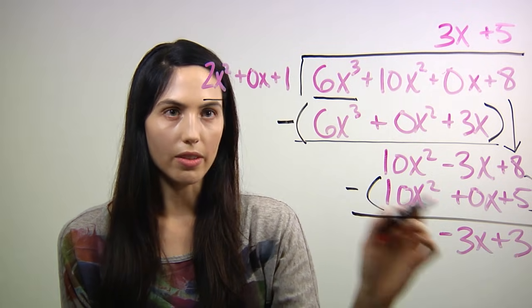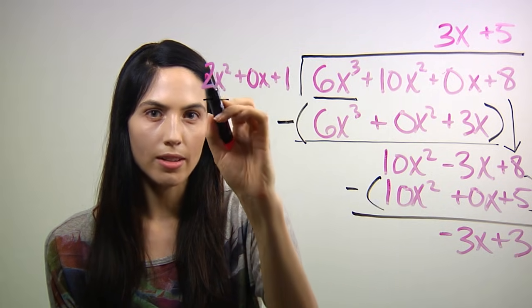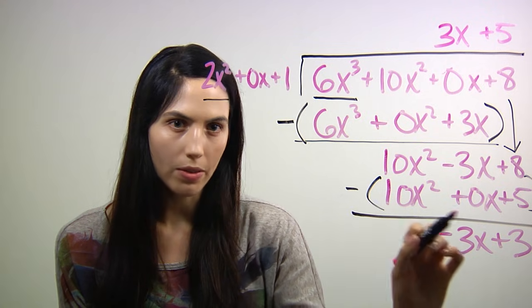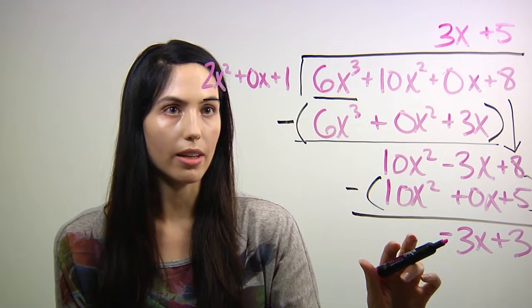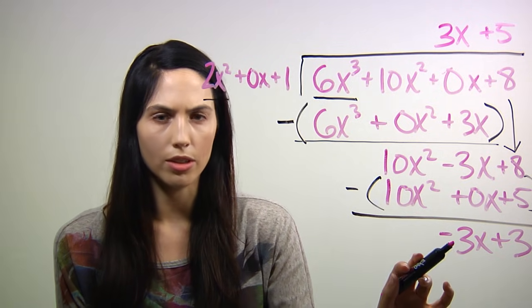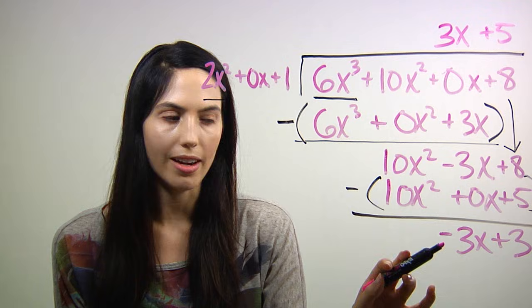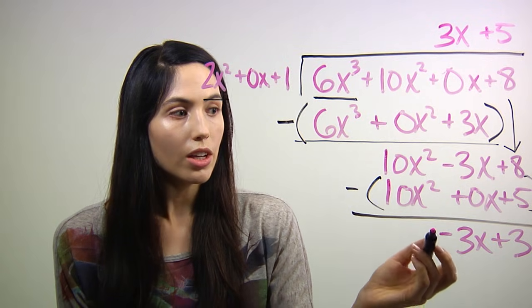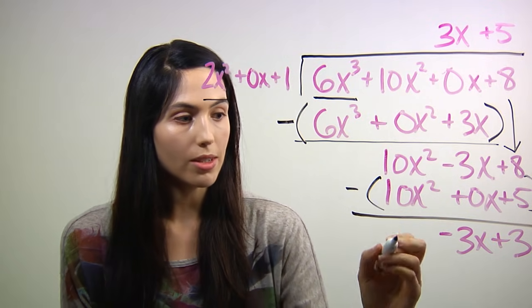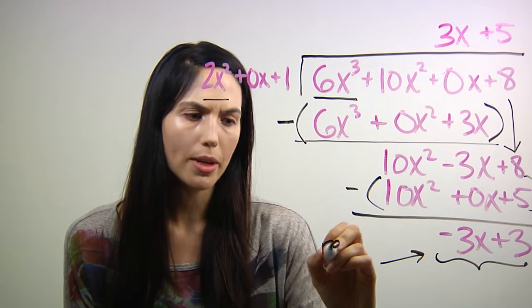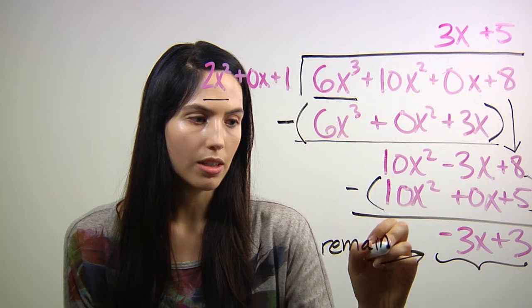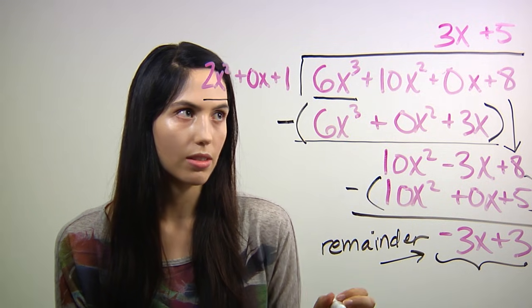So now ask yourself, does 2x squared in the divisor go into negative 3x any more times? And the answer is no. You're done because this term is larger than that term and you can't fit it inside it anymore. So you're done, and this part down here, what's left, this whole thing, is your remainder. So your remainder can be an expression in terms of x.